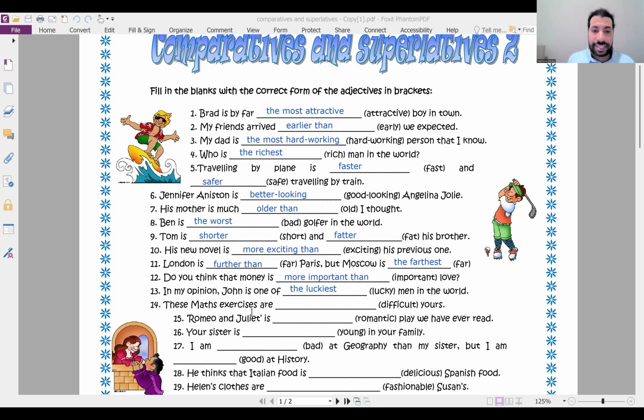14. These math exercises are difficult yours. I'm comparing between those and yours. So it will be more difficult than. And Romeo and Juliet is romantic play we have ever read. So is the most romantic.